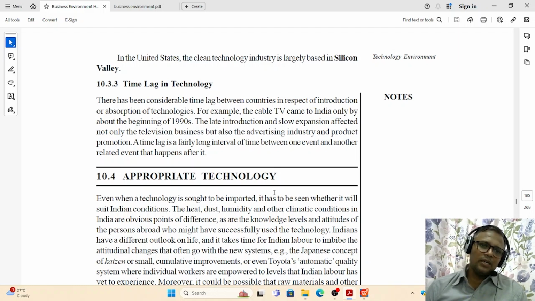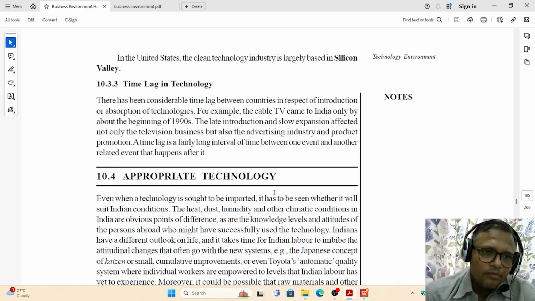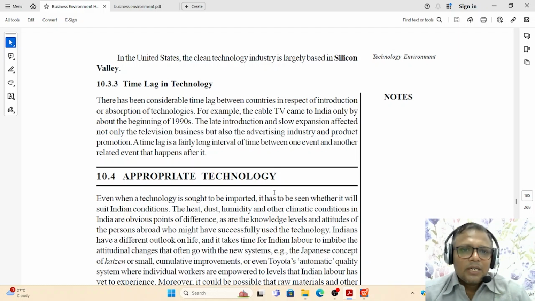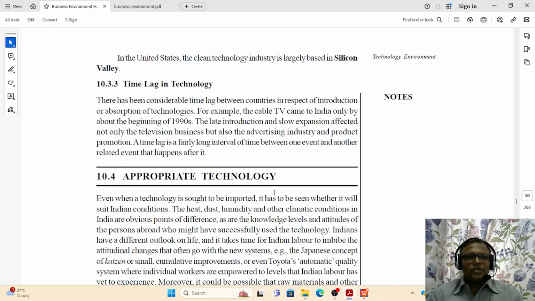Next is the time lag in technology. There has been a considerable time lag between countries in respect of the introduction or adoption of technology. For example, cable TV came to India only in the beginning of the 1990s. The late introduction and slow expansion affected not only the television business but also the advertising and media industry and product promotion. Thus, time lag is a fairly long interval of time between one event and another related event that happens after it.